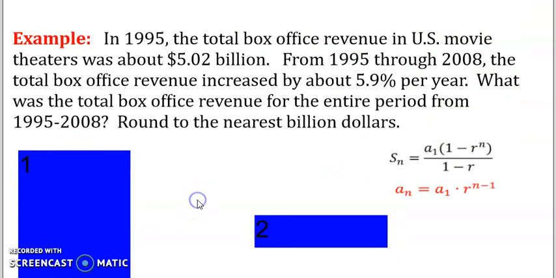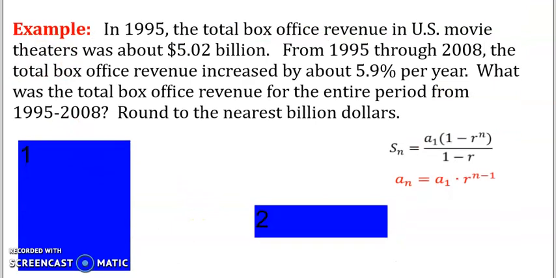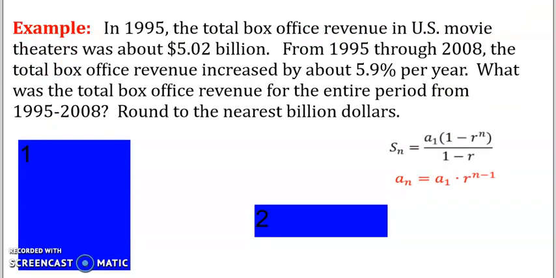Problem number dos, that's Spanish for two. In 1995, before all of you were alive, the total box office revenue, box office is what people call movie ticket sales, for movie theaters was $5.02 billion, billion with a B. From 95 through 2008, it increased about 5.9, so just shy of 6% per year. So we have an increase.